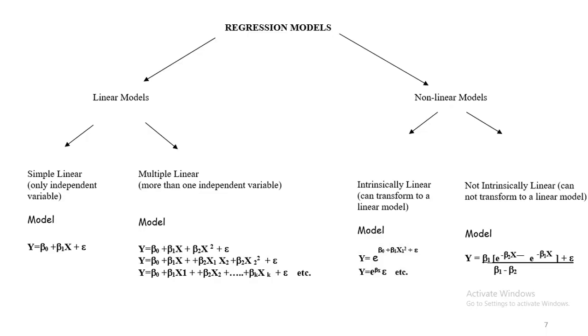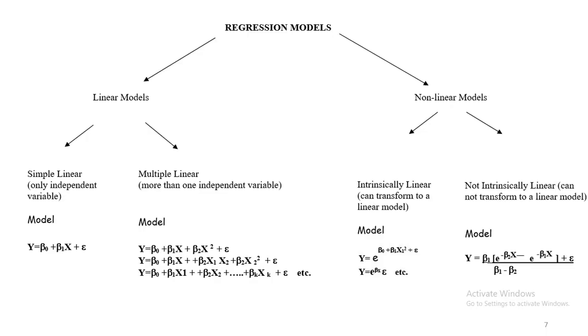If you look at non-linear models, there are intrinsically linear models, which means that you can transform the model into a linear model, and there are non-intrinsically linear models, where you cannot find a transformation to make it a linear model. For example, if you take y is equal to e to the power of beta naught plus beta 1 x1 squared plus epsilon, and take the logarithm of both sides, it is ln y is equal to beta naught plus beta 1 x1 squared plus epsilon. So that is a linear relationship, an intrinsically linear model.